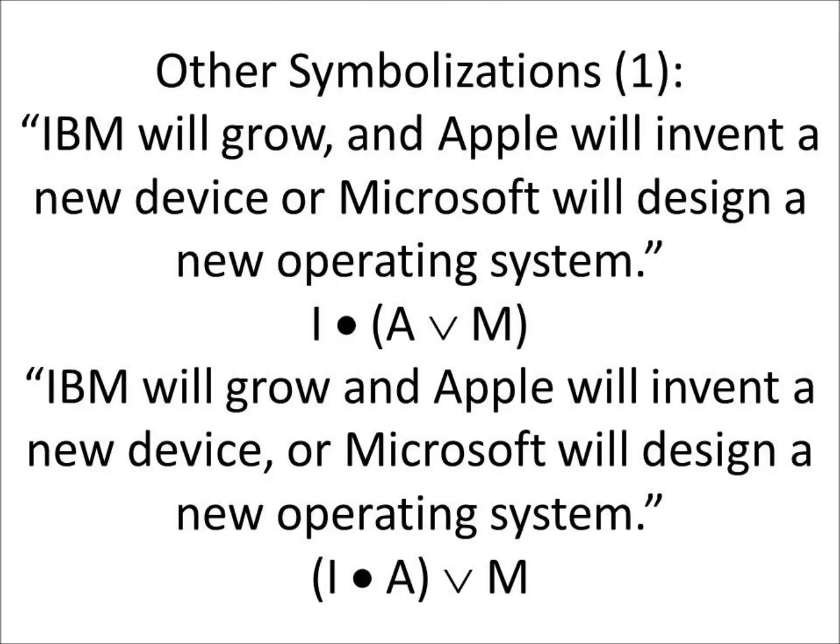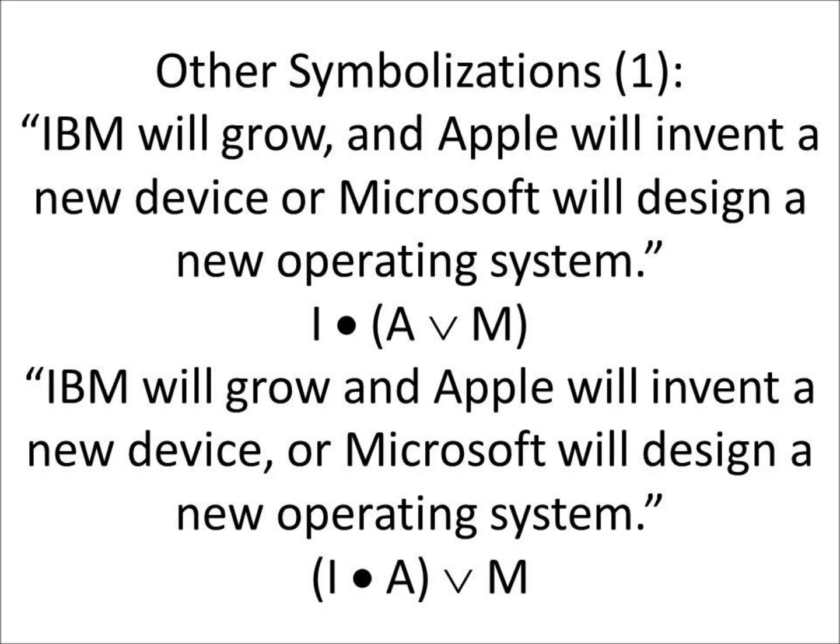Now, some symbolizations are a little more complicated, but we can look to the English grammar to figure out the best way to symbolize them. IBM will grow, comma, and Apple will invent a new device, or Microsoft will design a new operating system. Now, I pronounced it that way on purpose. IBM will grow sets aside that part from the rest of the statement. So IBM will grow, and what? And that or statement there: Apple will invent a new device, or Microsoft will design a new operating system.